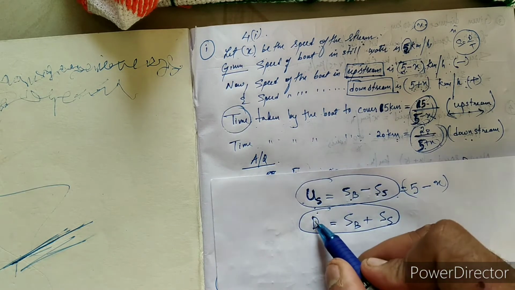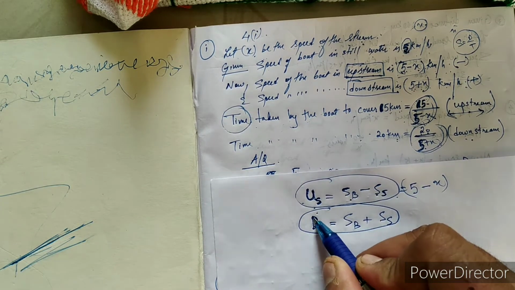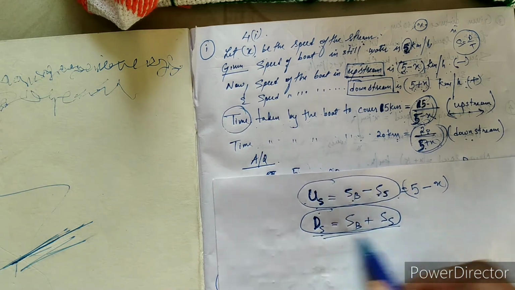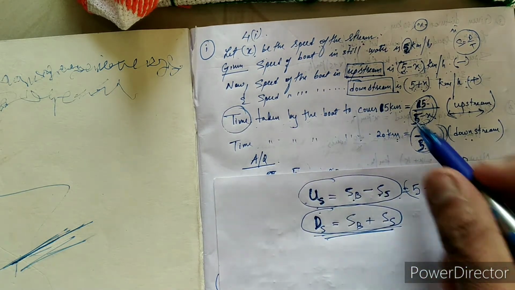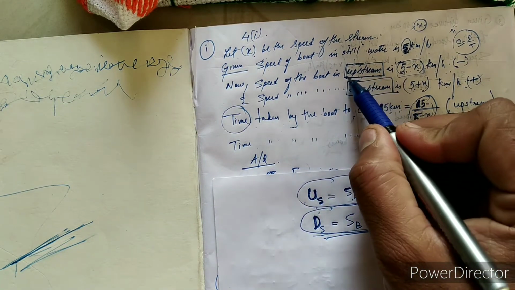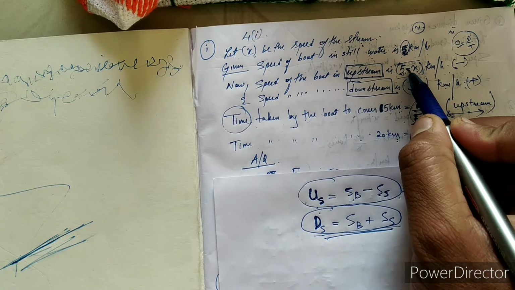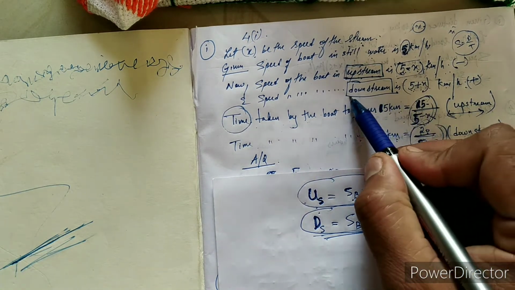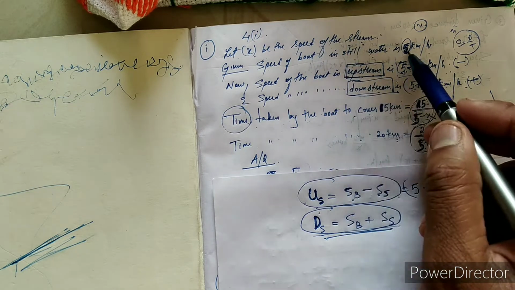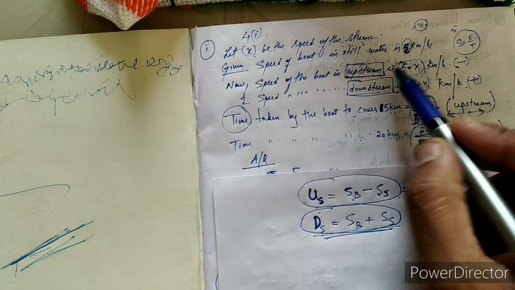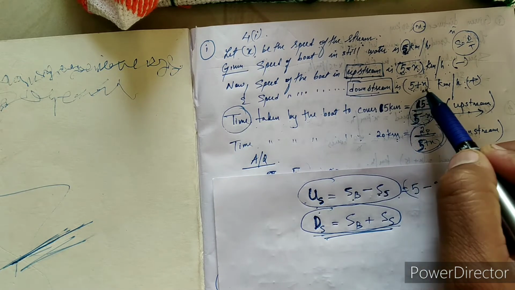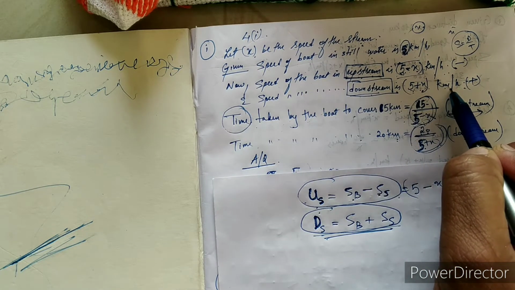I've written it down because this is a formula, for downstream speed or upstream speed. You don't have to remember it, you just solve it. In the exam also you can write it like this: speed of the boat in upstream speed. Just remember, up means negative, and down means you put it positive. So these two things were given to us, we have written them down. Upstream speed is 5 minus x, downstream speed is 5 plus x. So these two things are done. I hope you got it.